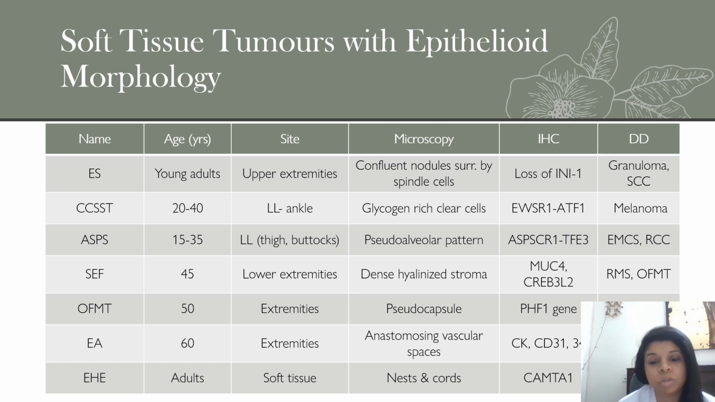And then next is epithelioid angiosarcoma, usually seen in the 7th decade. In the extremities, they show characteristic anastomosing vascular spaces. They show cytokeratin, CD31, 34 positivity, etc. And the DD is epithelioid hemangioma and epithelioid hemangioendothelioma. So the last one, that is epithelioid hemangioendothelioma. They are usually seen in adults, can be benign or malignant, which is seen in the soft tissues as well as in liver, lungs, pleura, etc. They are seen as nests and cords of epithelioid cells, and they show characteristic CAMTA1 positivity, and they should be differentiated from epithelioid angiosarcoma and epithelioid hemangioma, etc.